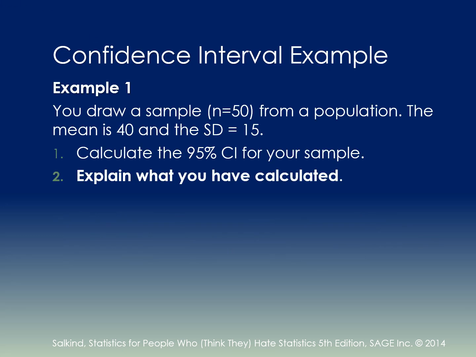So the best way to do it is to show you an example. Let's say I draw a sample size of 50 from a population. The mean is 40 and the standard deviation is 15. I want to calculate the 95% confidence interval for my sample. Again, that's going to be a band of numbers, a lower number and a higher number, where I think 95 times out of 100, the population mean is going to fall. So we're going to do the calculation. That's the easy part. The harder part is the second part: explain what you have calculated. I'm going to lay this out for you in grand detail. You can always go back to that slide and look especially at the explanation.